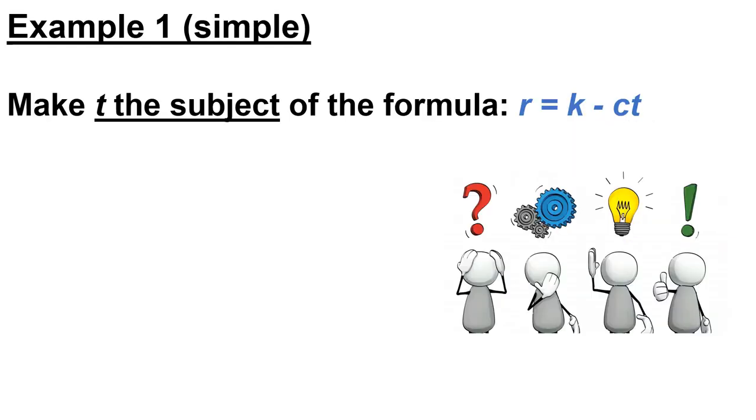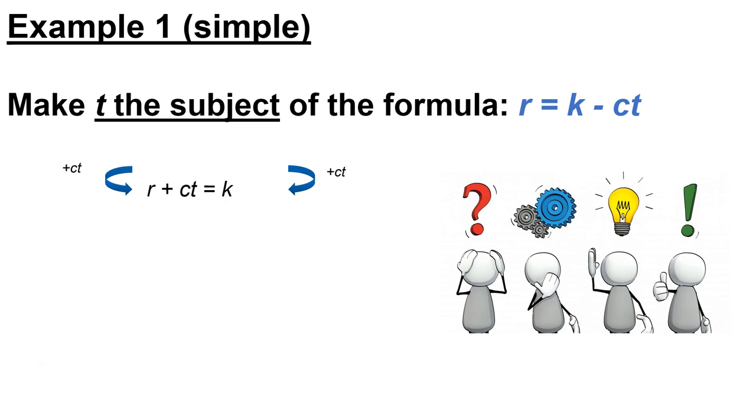Let us look at example 1 and let us make t the subject of the formula, when we are being given r is equal to k minus ct. First things first, we move ct to the right hand side of the equation. So what we did, we transposed ct from each side of the equation. ct was negative, now we transpose ct. That is why we have r plus ct equals k.